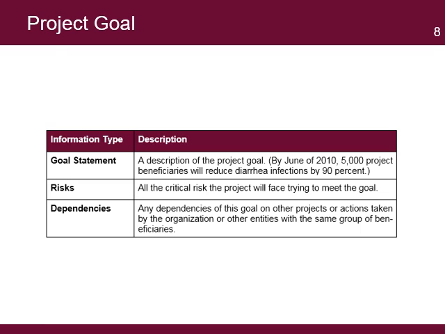The project goal is a description of the objectives the project aims to achieve in the long term. For example, by June of 2010, 5,000 project beneficiaries will reduce diarrhea infections by 90%. Additional information at this level may include the risks that may have a negative impact on the project, and some information on the dependencies of this goal to other projects or actions taken by the organization or other entities with the same group of beneficiaries.